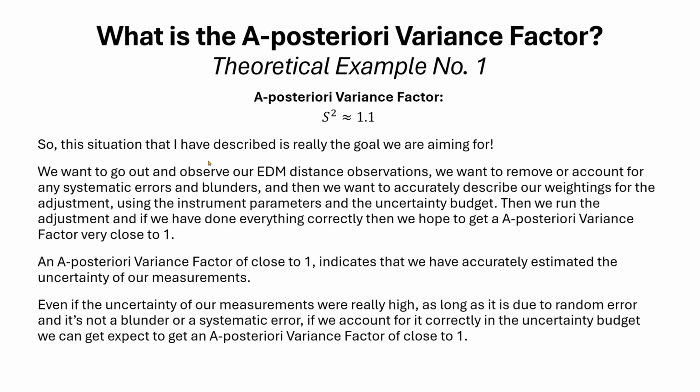That indicates that we've accurately estimated the uncertainties of our measurements. So even if the uncertainty of our measurements was really high, as long as it's due to random error, not a blunder or a systematic error, and if we account for it correctly in the uncertainty budget, then we can expect to get an a posteriori variance factor of close to 1. It doesn't necessarily mean our measurements are highly accurate. It means their uncertainty has been accurately estimated.